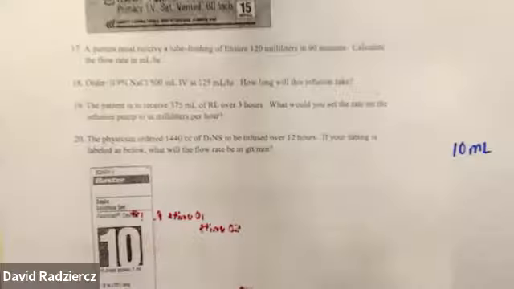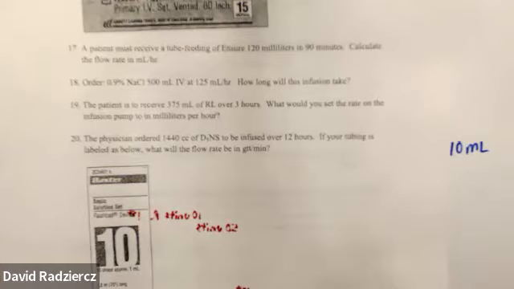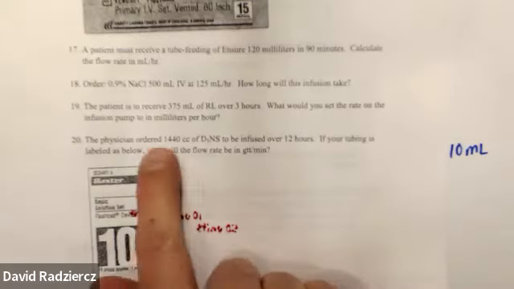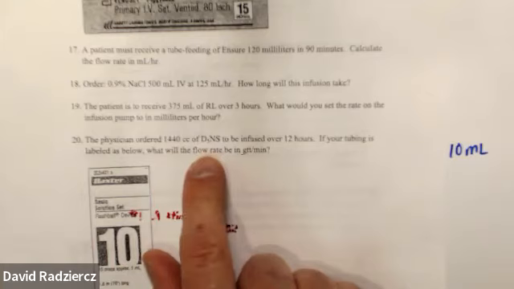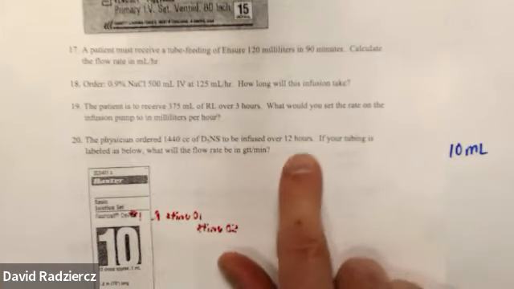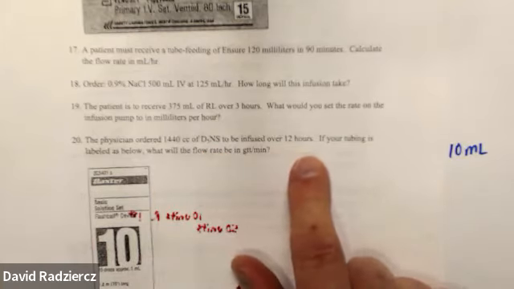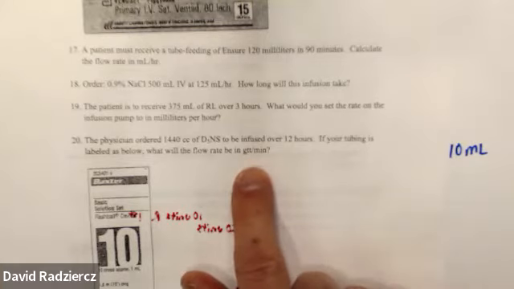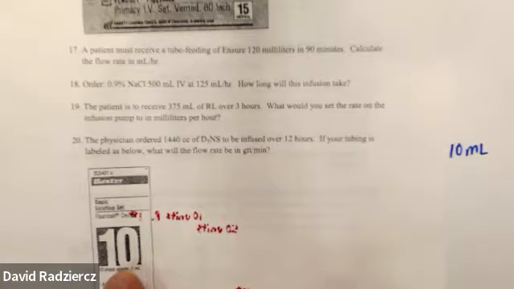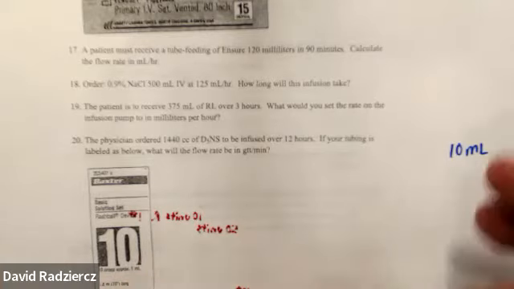Yeah, so this is something that's new for you guys this semester, and that's converting flow rate questions into drop rates, okay? It says the physician ordered 1440 cc's of dextrose 5% normal saline to be infused over 12 hours. If your tubing is labeled as below, what is your drop rate in drops per minute? And your tubing is labeled as 10 drops per milliliter.